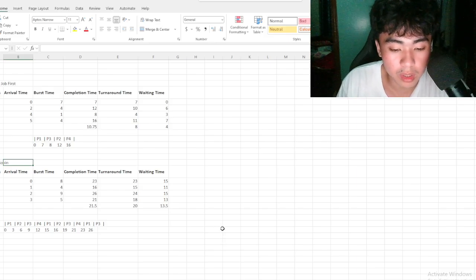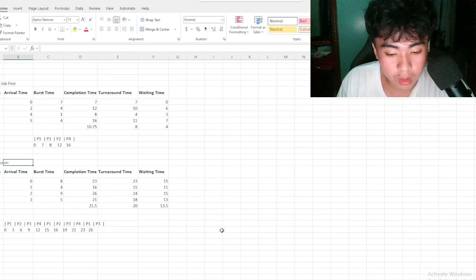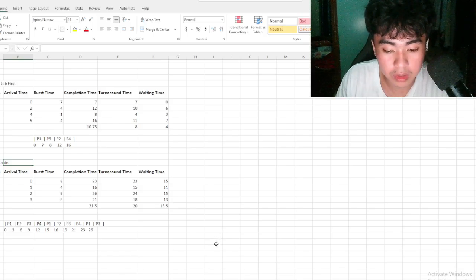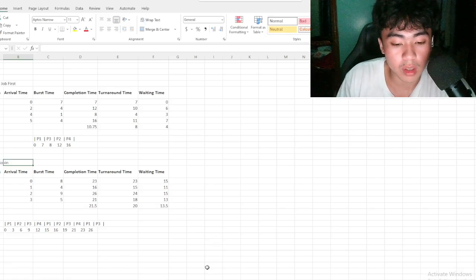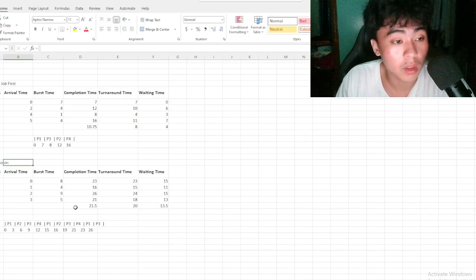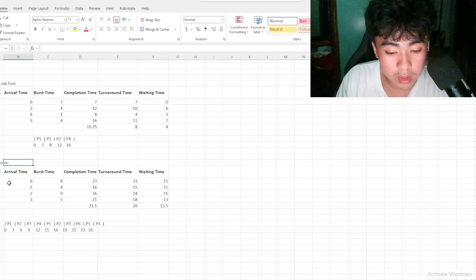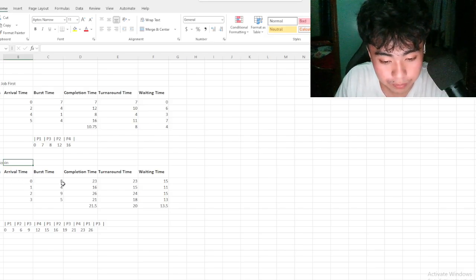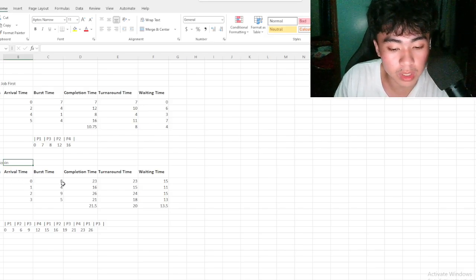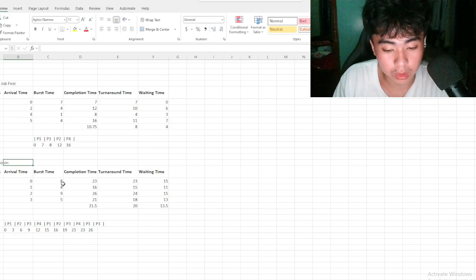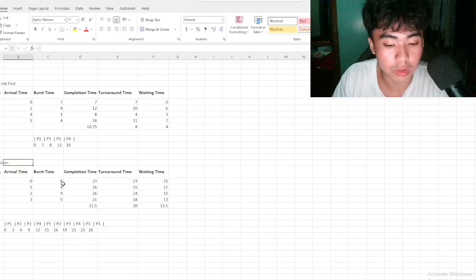So the remaining time for each process is the same as the burst time initially. First, at time 0, P1 starts. The burst time of P1 is 8. Then P1 runs for 3 units of time quantum, from time 0 to 3.